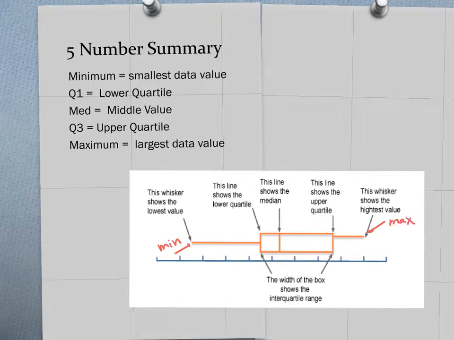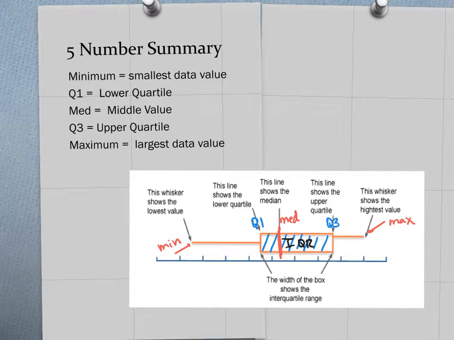So the 5-number summary consists of the min and the max, and then it consists of your quartiles. The box starts at Q1 and extends to Q3. Remember, the range from Q1 to Q3 is called the IQR, so it shows the IQR inside the box. And then this line within the box is going to be the median value. Those are the 5 numbers in the summary right there.